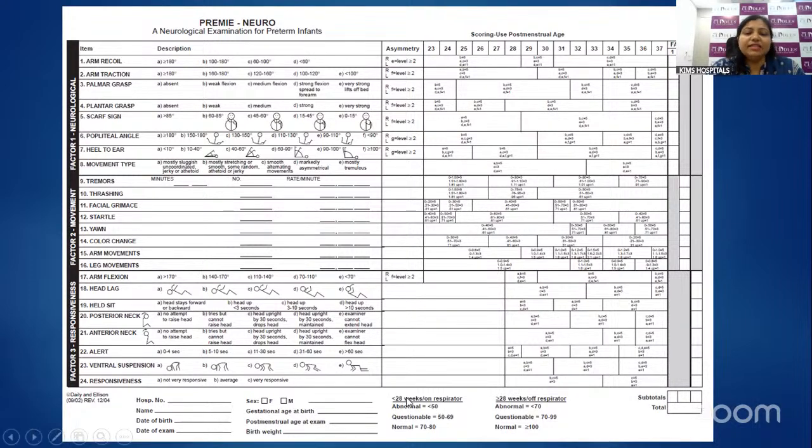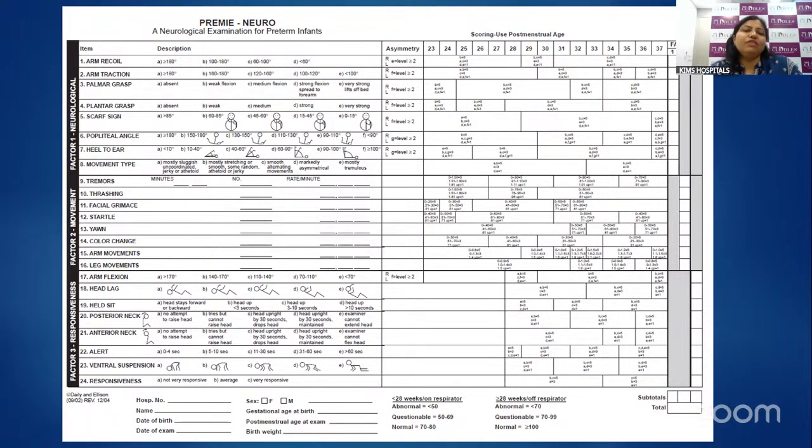If the child is on respiratory support and less than 28 weeks, then the abnormal score is less than 50. Questionable is 50 to 69, and normal is around 70 to 80. So this score sheet is easy to do. It takes less time also once you get good hands-on practice with this.